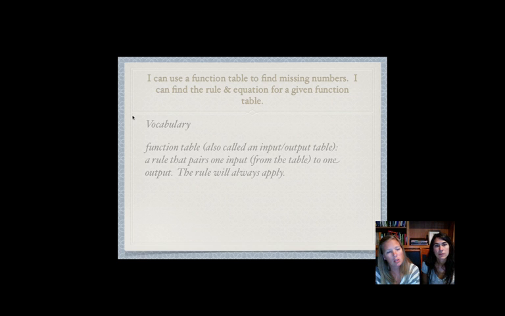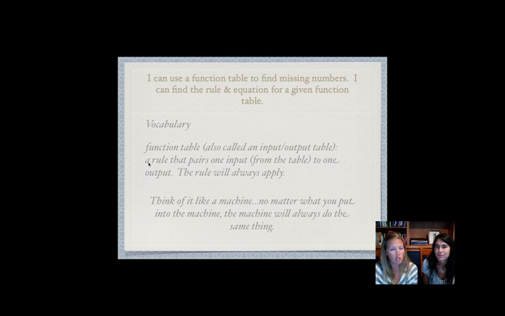Alright, so our vocabulary you need to know for today is function table, also called input-output table. And all that means is that there's a rule that's going to pair one input into one output. And the rule is always going to apply no matter what. So you put a number in, something happens to it, and out comes another number, and that's always what's going to happen to it. So the way I like to think of it is like a machine. No matter what you put into a machine, the machine's always going to do the exact same thing to it, no matter what. And then something is going to come out of it.